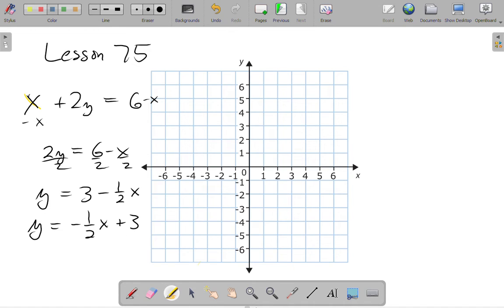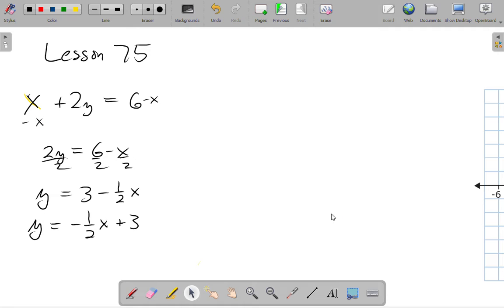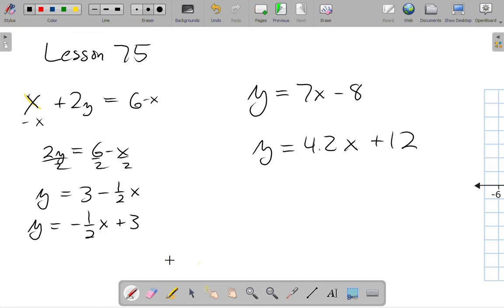Okay. Every equation that we can graph, if it has two variables in it, here's what it can be written as. It can be written in this form, and that's what we want to get used to. I'm going to just write some other equations up here. We don't really need the graph. Get rid of the graph. All right, let's look at just some other equations. Y equals 7x minus 8. Y equals 4.2x plus 12. All right, every equation that has two variables in it, we can put it in this form.